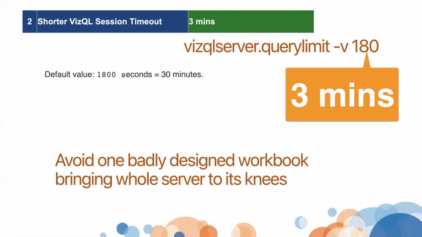So the whole intent of this setting is to avoid one badly designed workbook that could bring the whole server down. This is the whole intent, and this is a critical control. That is the kind of control we always have been waiting for.